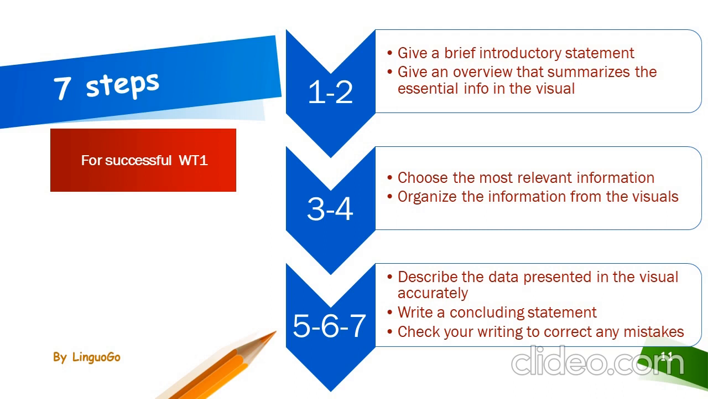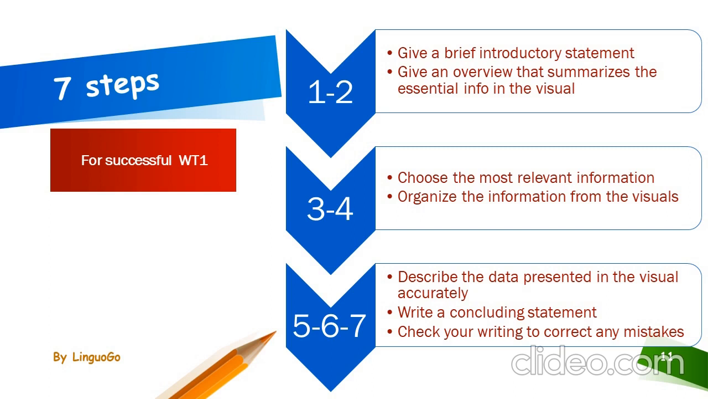Number 3, choose the most relevant information, as I told you before. Number 4, organize the information from the visuals. So before you start writing, you do the brainstorming for 1 or 2 minutes, and you need to organize what you're going to say first, second, and third. 5, describe the data presented in the visual accurately. So for example, if it says 47% and you write 46 in your writing, then it would be counted as a mistake. So you need to present the numbers accurately and correctly.